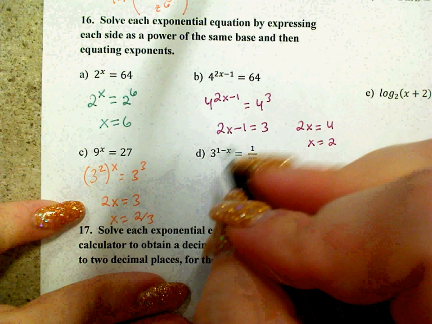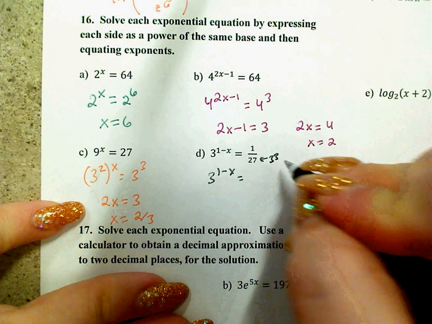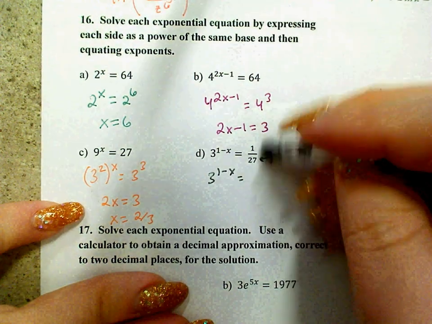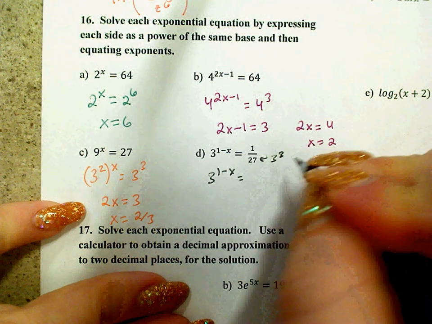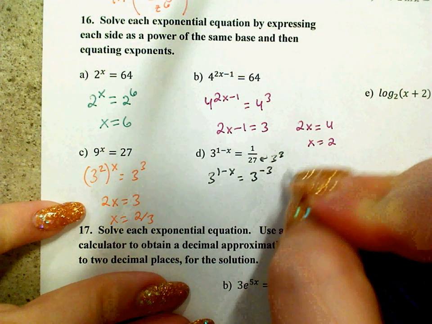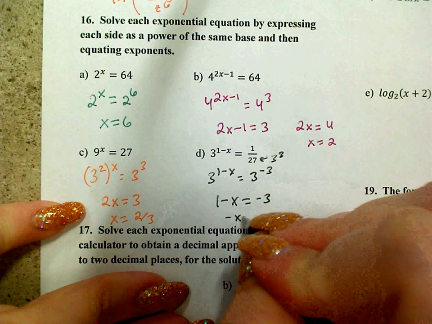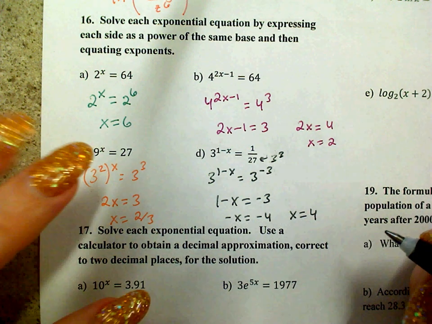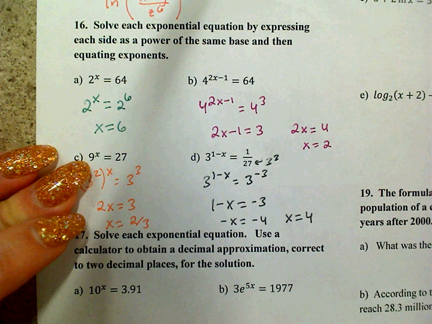And then on this one, we've got 3 to the 1 minus x equals. Now this right here is 3 cubed, but it's in the denominator. So if I want to bring it up, then I got to change the sign of the power. So this is 3 to the negative 3 when you bring it up. So 1 minus x equals negative 3. Negative x equals negative 4. X equals 4. Let me make sure on that so I'm not telling you something wrong.